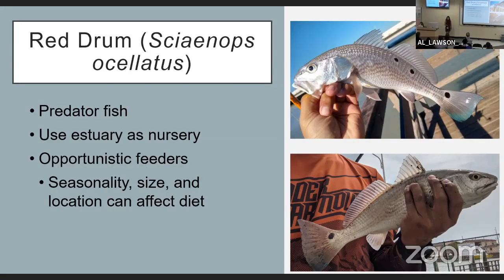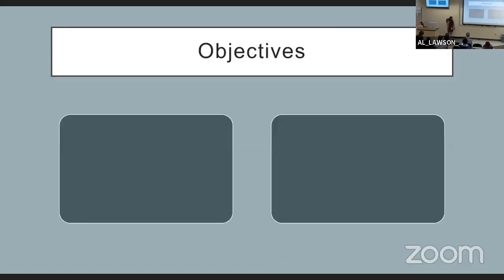When it comes to their diet, they're usually seen as opportunistic feeders, but seasonality, size, and location can all probably have an effect on their diet. So that's kind of what we're looking at here.